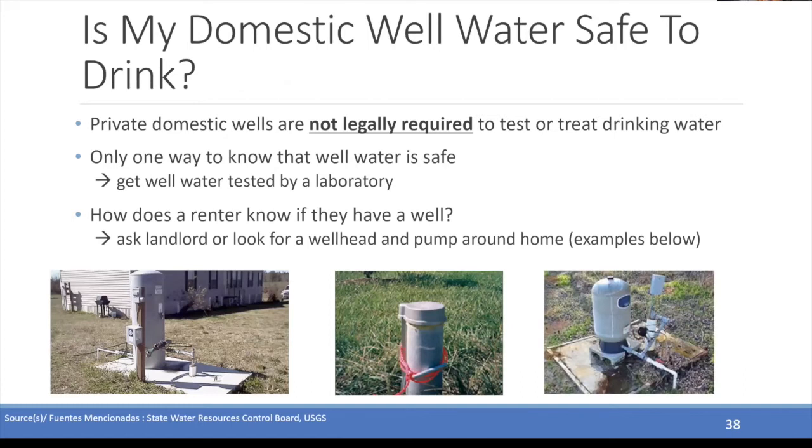So we're now on slide 38. I'd like to talk about domestic well water safety now. Domestic wells, which are not part of a public water system, are not legally required to test or treat drinking water. And the only way to really know if your water is safe is to have your water tested in a laboratory. How do you know if you have a well? Well, if you're a renter, you can ask your landlord, or you can look around your property for a wellhead and a pump, and there are some examples in the photographs below.